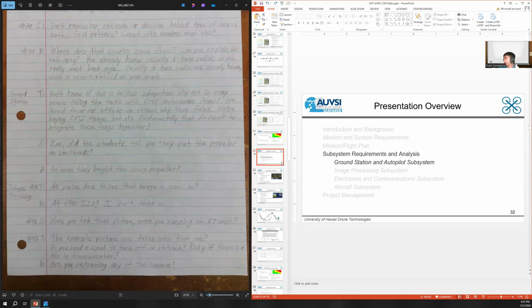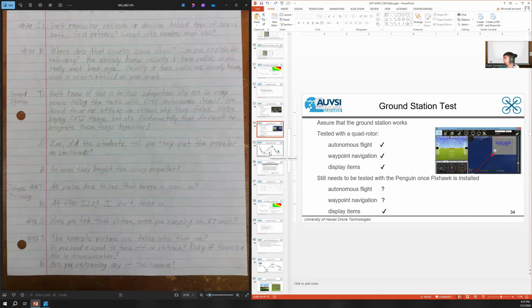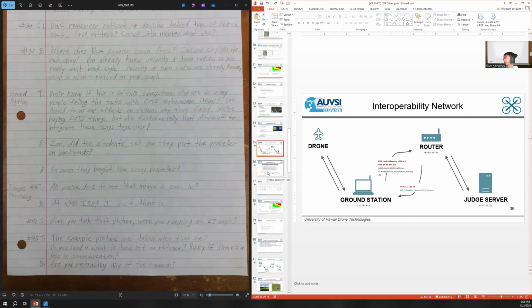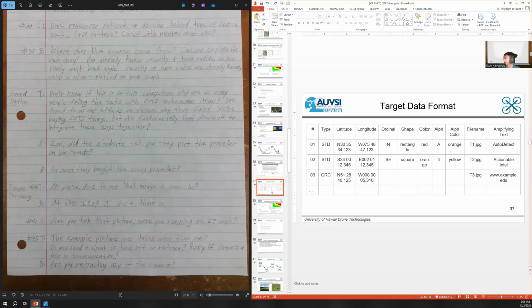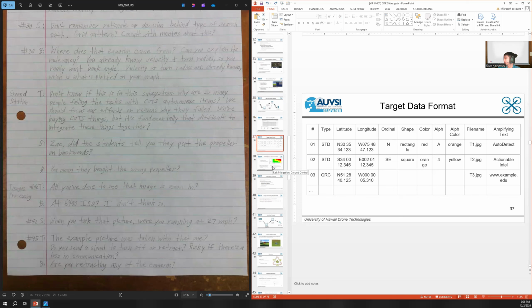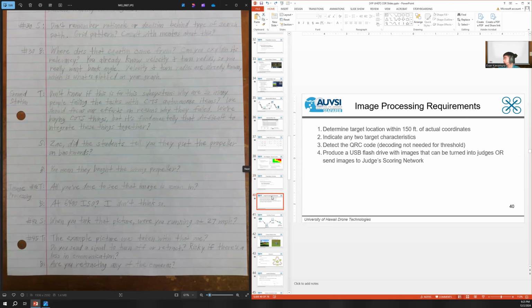Okay, then let's see, we're gonna skip down. So the ground station software, we talk about how that works, and then how we communicate with the different components, and then to the judges eventually. We did a test with how that works. The target format of what we'd see at competition, some risk mitigation. I think we're still good. Yep, no comments on that.